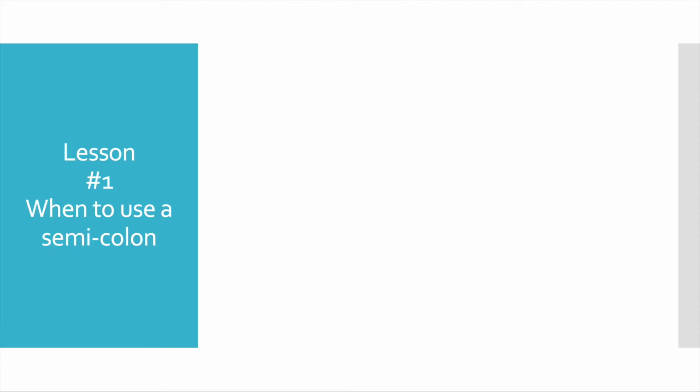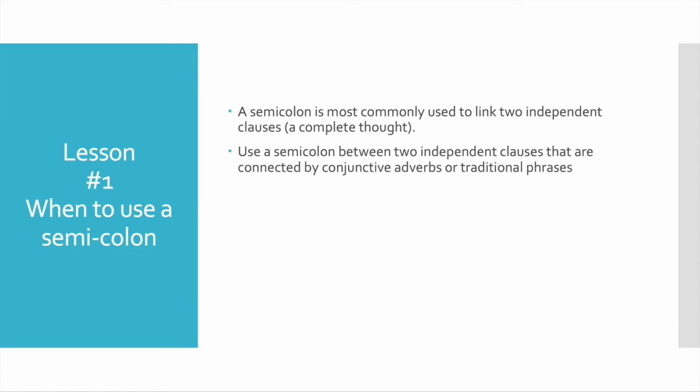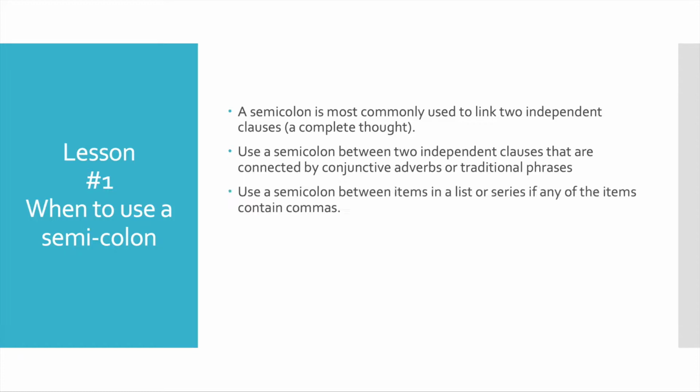Lesson 1. When to use a semicolon. A semicolon is most commonly used to link two independent clauses, and an independent clause is basically a complete thought. Use a semicolon between two independent clauses that are connected by conjunctive adverbs or transitional phrases. Use a semicolon between items in a list or series if any of the items contain commas.